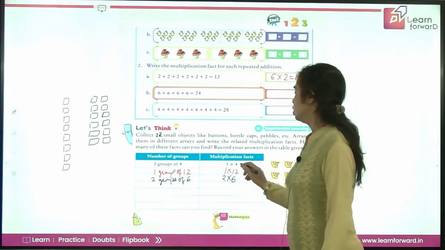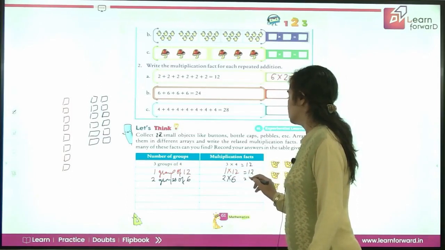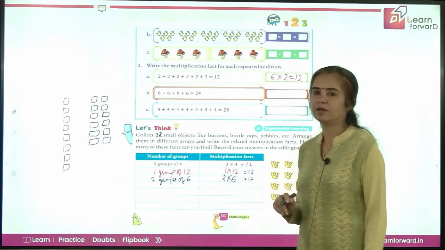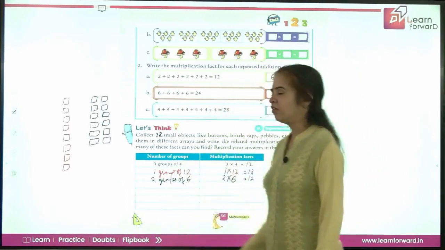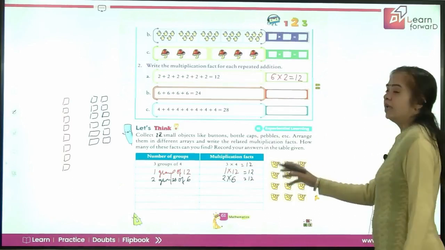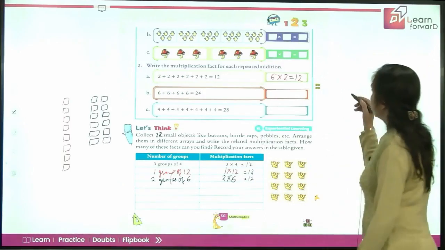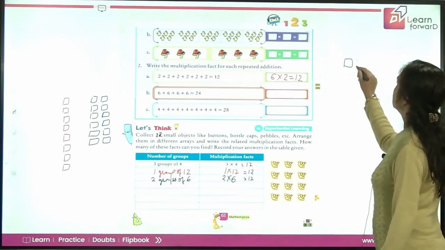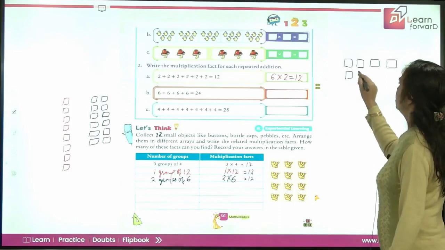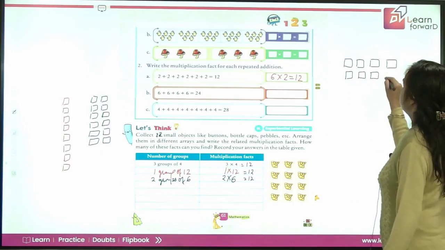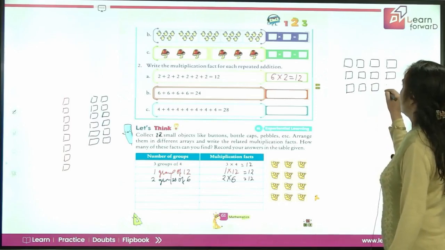Every time you will get the answer 12. So this completes your multiplication fact. Now, another way is 3 groups we have already done. Can we make 4 groups? Let's see. Here, in place of arranging 3, 3, let us arrange them like 1, 2, 3, 4 in a row. Another 4. Another 4.